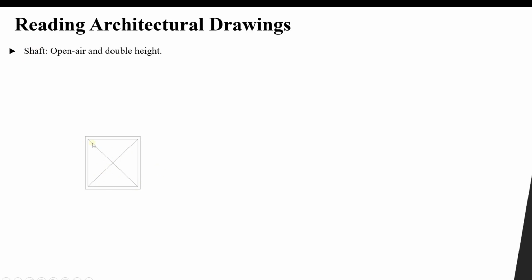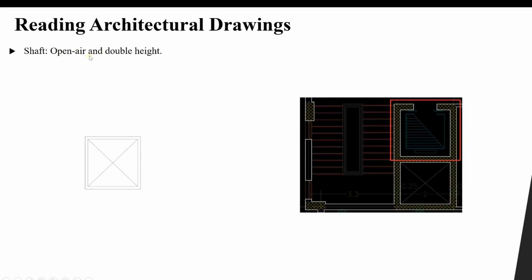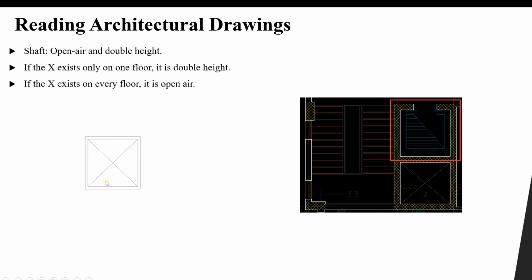This shaft or open area has two types: open air and double height. The difference between them is that open air, which is the symbol for the same part, is available in every floor. If this symbol is available for just one floor, then it is double height. So X available in every floor plan means it is open air. If it exists on one floor, it is double height. What does this even mean? Let's go to the drawing and understand.